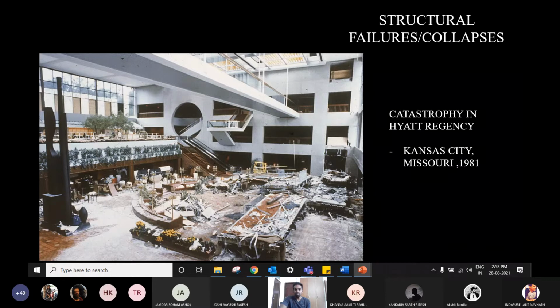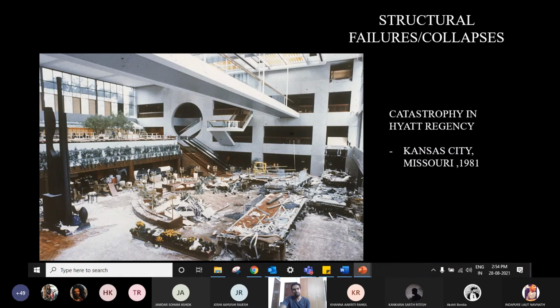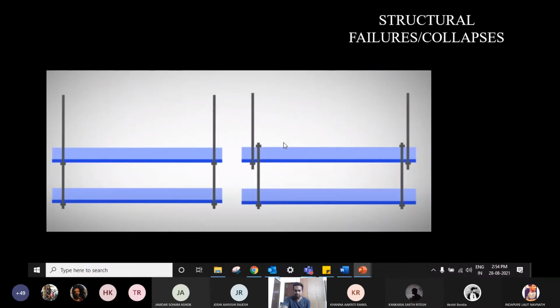Now that walkway collapsed during an actual function. There were hundreds of people on each of the walkways. It was very unfortunate that more than 100 people actually died in this particular collapse. Right, it was one of the biggest in the United States until the 9/11 collapse happened. So we'll see what happened in this particular case and what led to the collapse. Okay, this is a very interesting case because it teaches one particular thing, which we'll see in a moment.